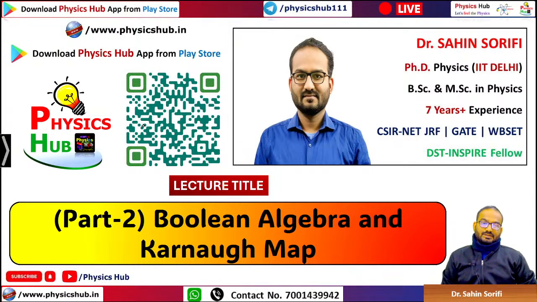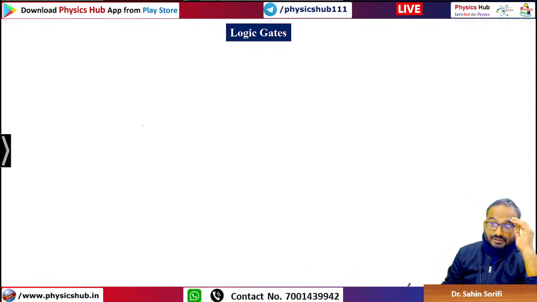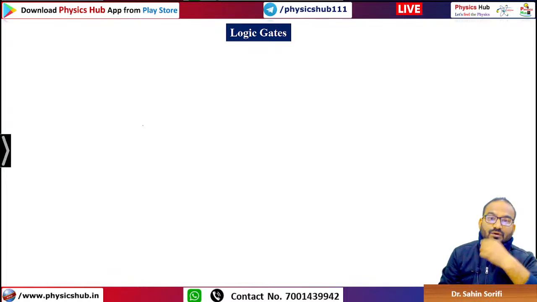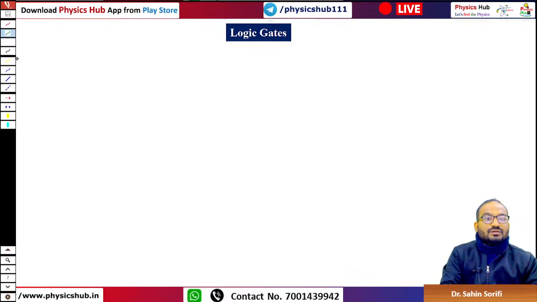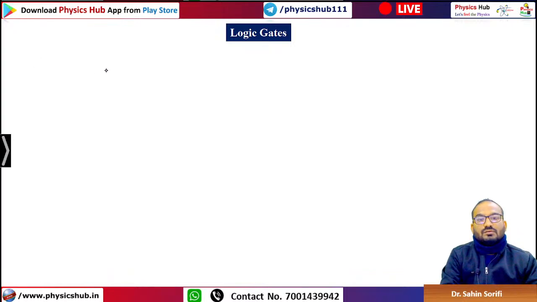Okay, so let's start with Boolean algebra and Karnaugh map. So we'll cover today logic gates. Now, in logic gates, we primarily will start our discussion with OR gate, AND gate, and NOT gate. So you already know about this thing. Let's quickly revisit those gates. Firstly, we'll go for OR gate.